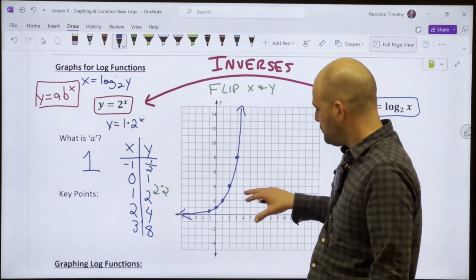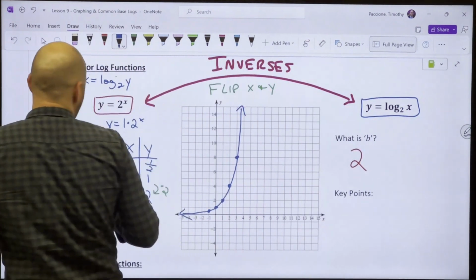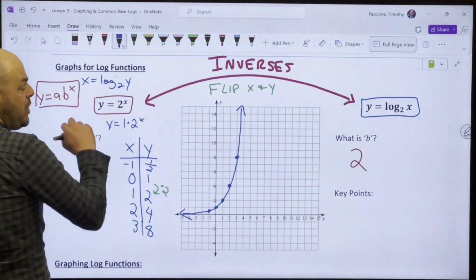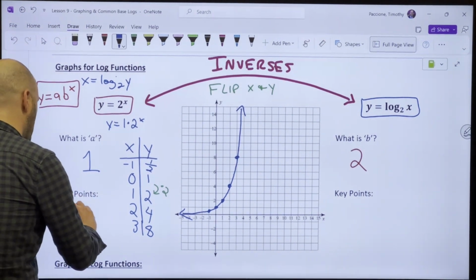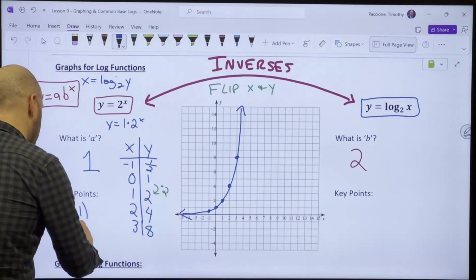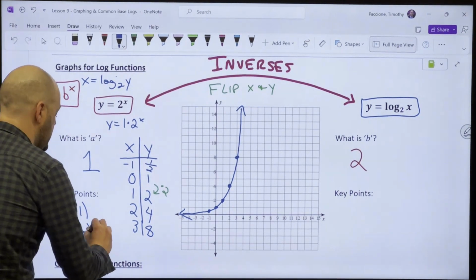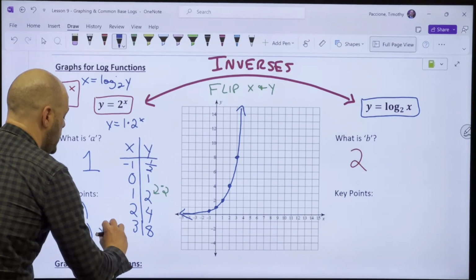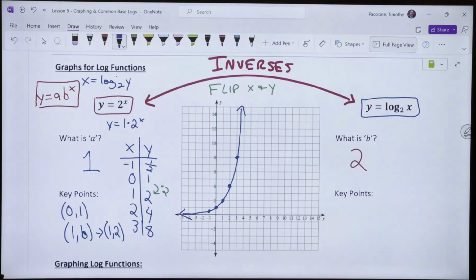Okay? Now, why did we do this? Well, actually, before we do that, some key points that always show up when you have a of 1. You will always get 0, 1, and you will always get 1 and your base. Very good. In this case, we had 1, 2. Okay? 1 in your base. That will always show up.